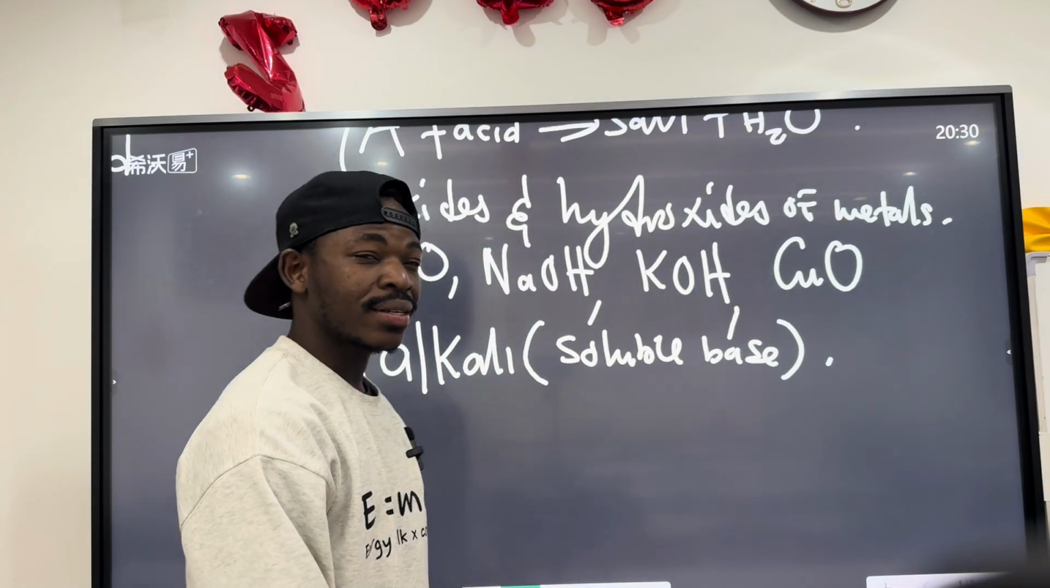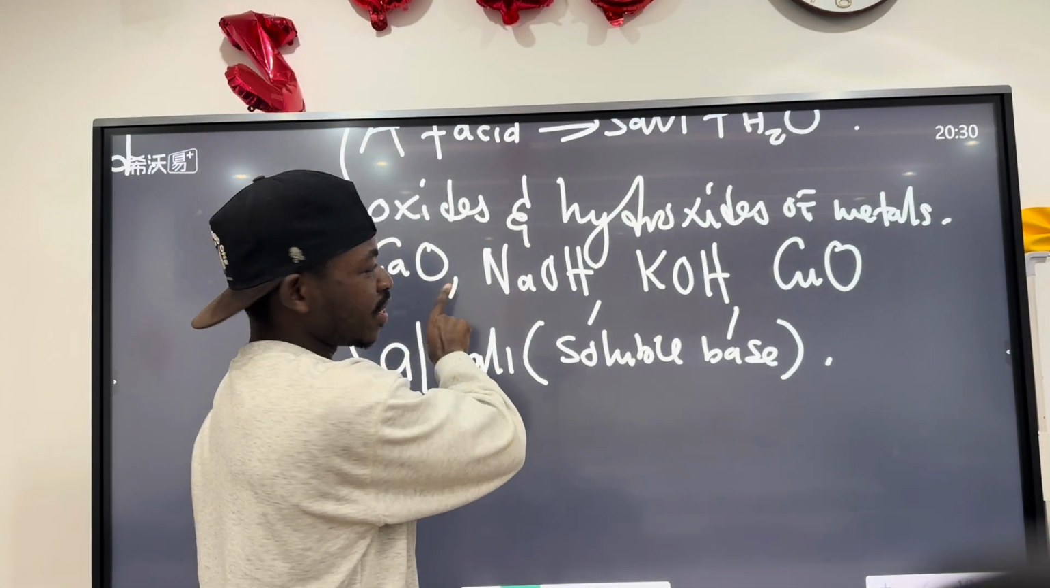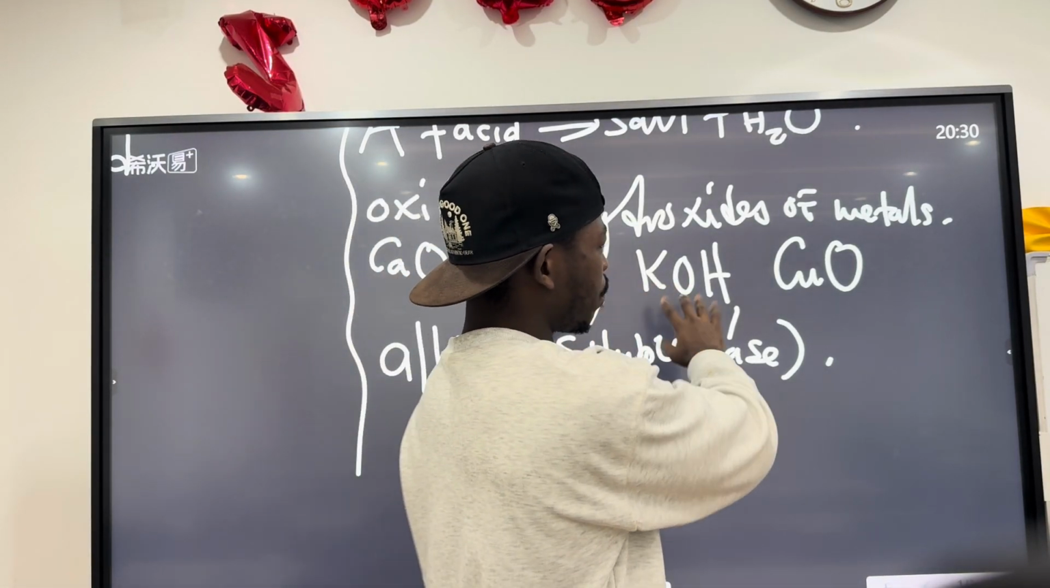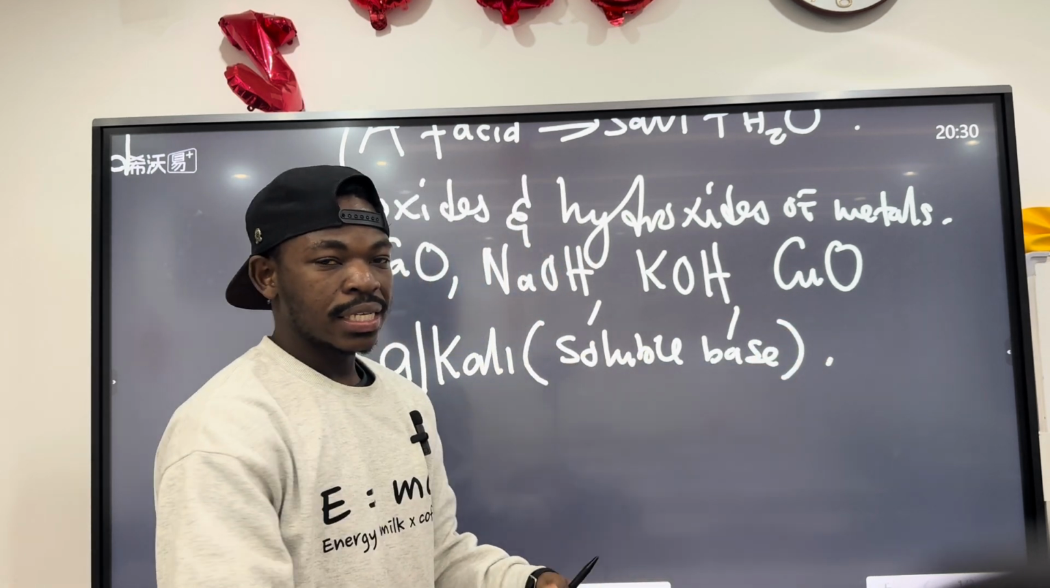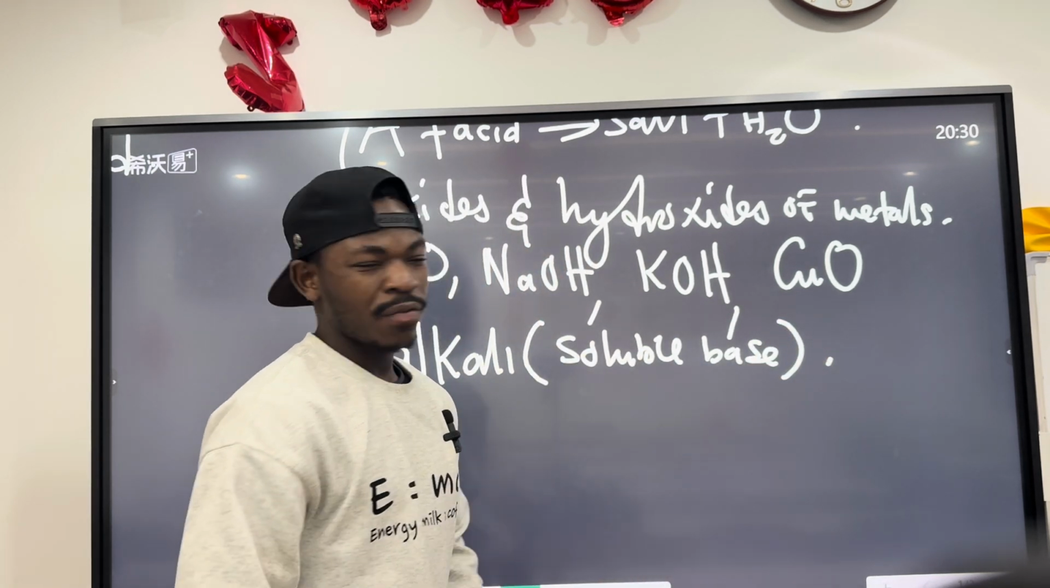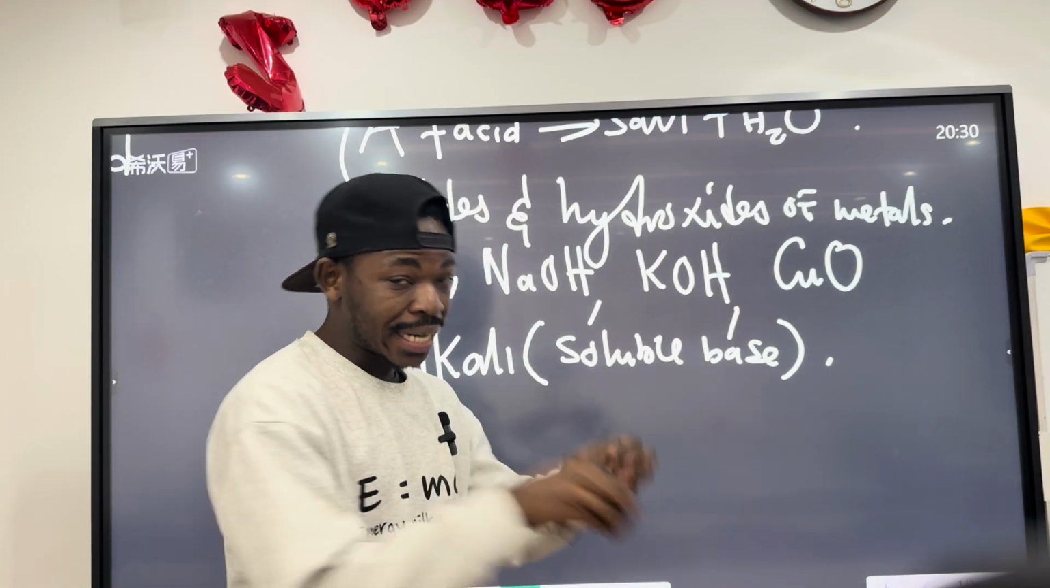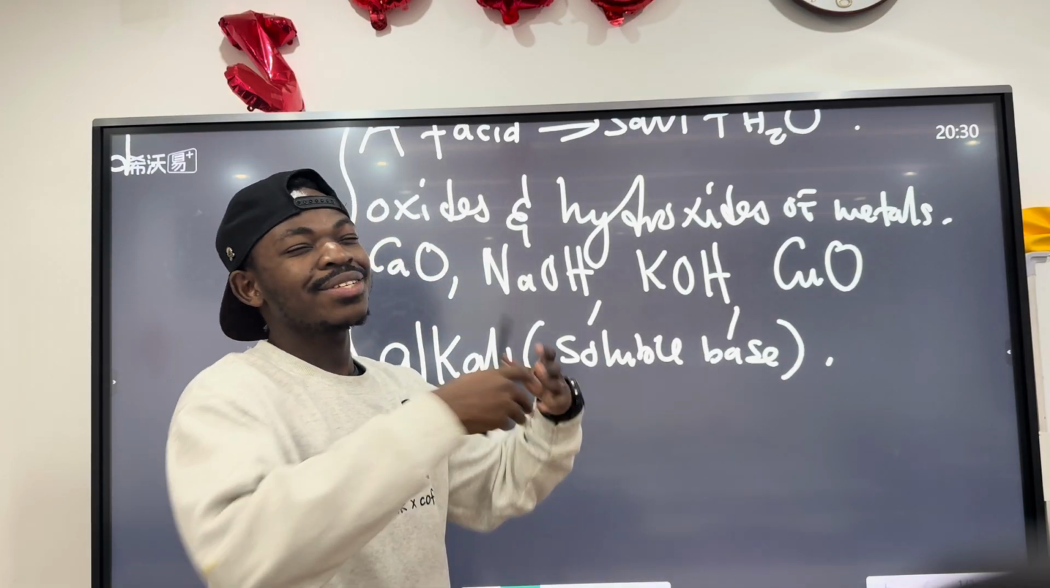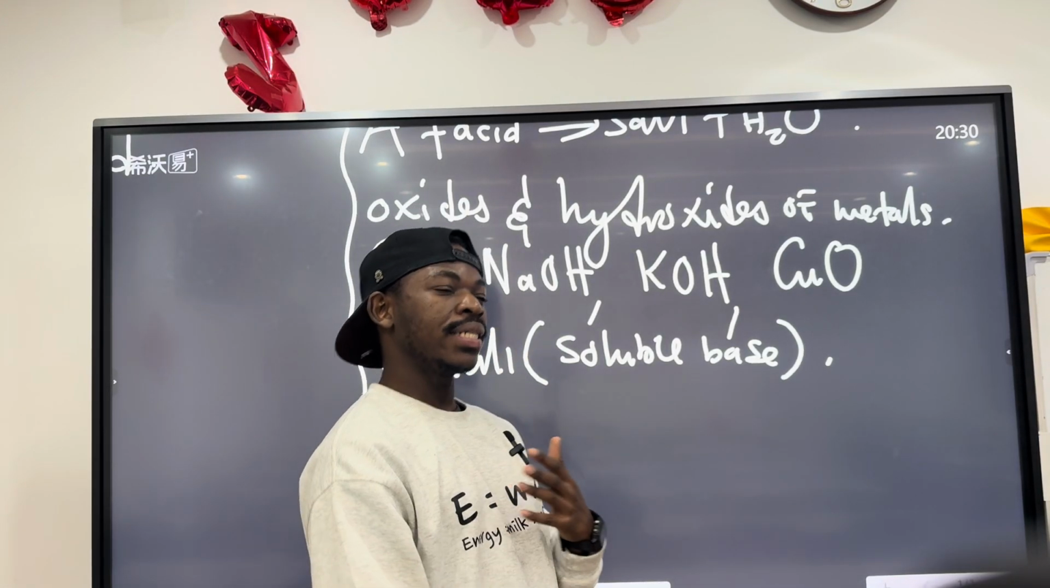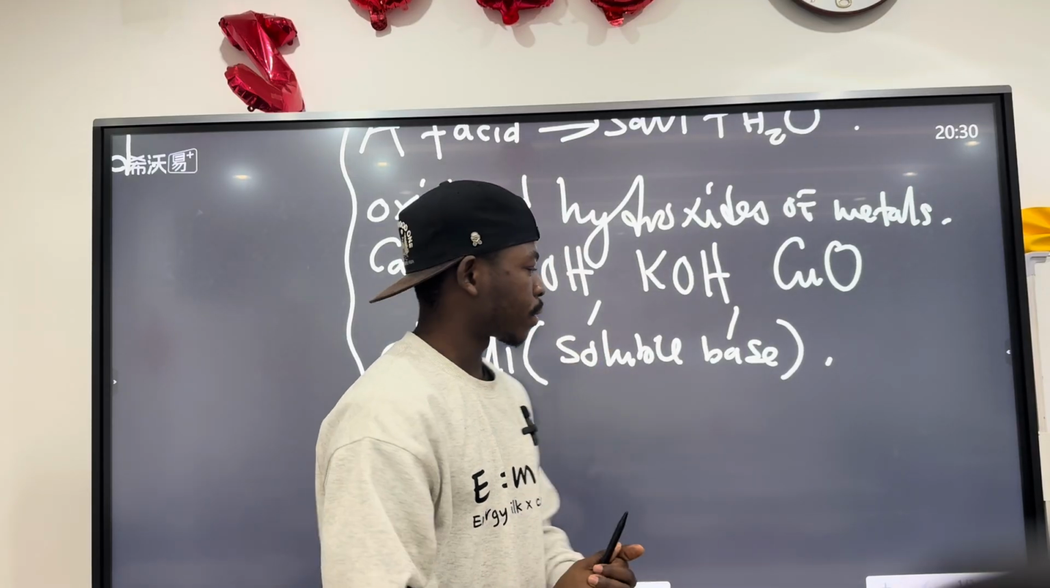It's a soluble base. Okay? The bases that I mentioned here, calcium oxide, sodium hydroxide, potassium hydroxide, copper(II) oxide, some of them are soluble, some of them are solid substances. They can't dissolve in water. Okay? But they are still bases because they can react with an acid to form salt and water. They are still bases.